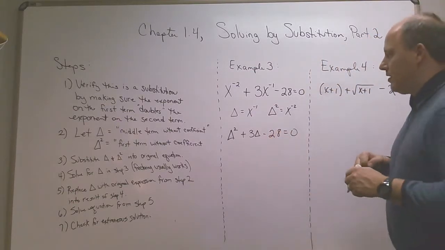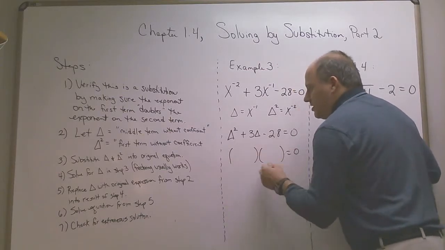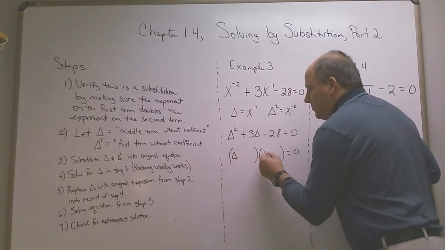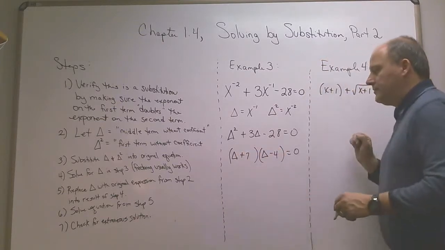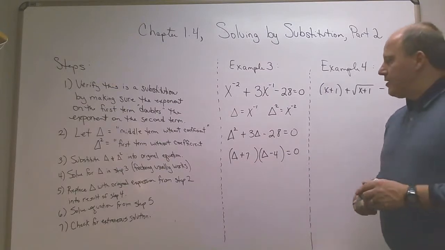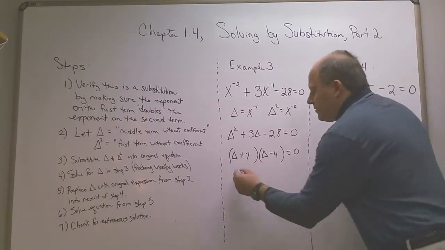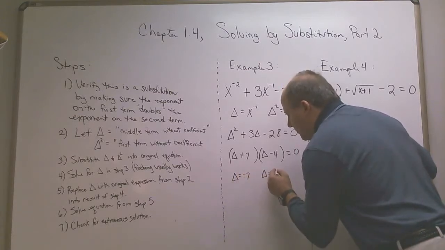And then, like I said a while ago, it factors. Most of the time it does factor. So it'll be delta plus 7, delta minus 4. Okay, 7 delta minus 4 delta is 3 delta. So it does factor quite easily. And so delta is -7 and delta equals 4.